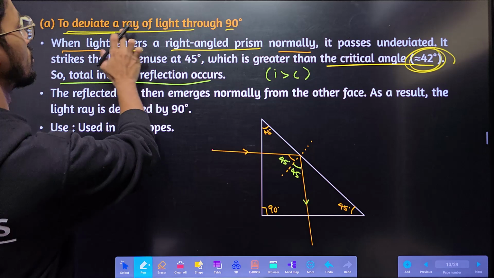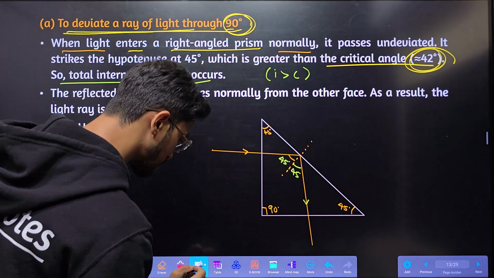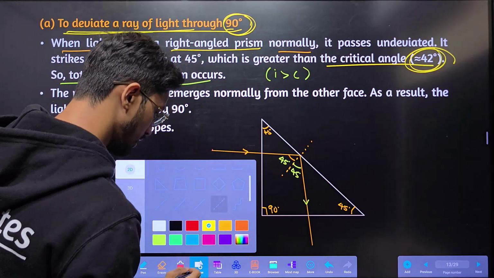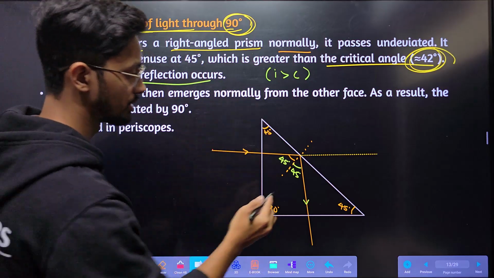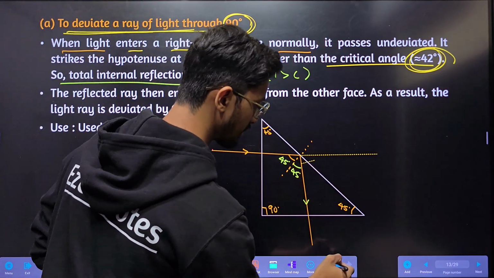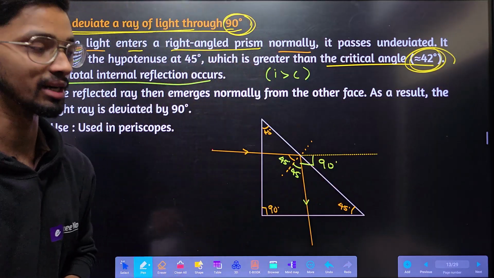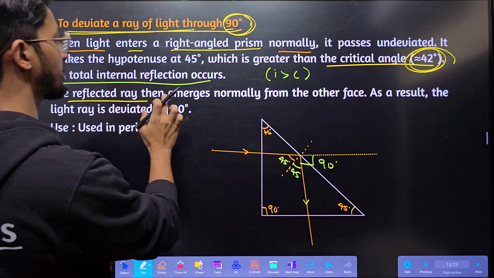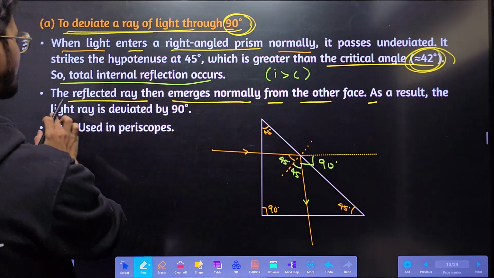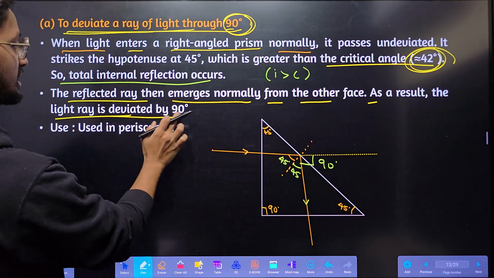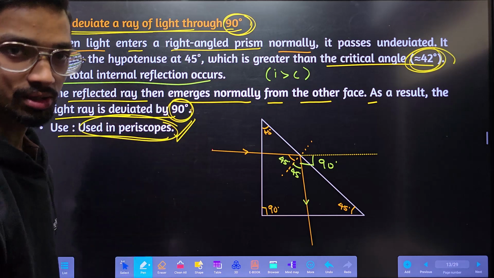So see here, to deviate a ray of light through 90 degrees, the actual ray of light was in this way. Here the final ray of light is downward. So by how much angle is it deviated? It is deviated by an angle of 90 degrees. The reflected ray then emerges normally from the other face. It is emerging normally from this face. As a result, the light ray is deviated by 90 degrees. It is used in periscopes. Remember, it will be used in periscopes.